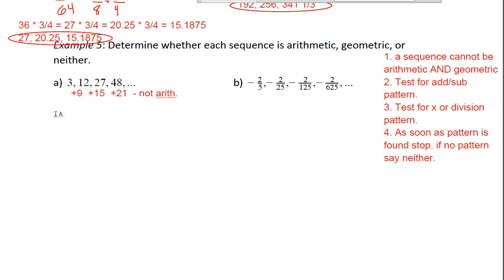Delete. Okay, so if I do 12 over 3, that is clearly 4. Then if I do 27 over 12, that reduces by a factor of 3, so it's 9 over 4. And 48 over 27 reduces by a factor of 3, which is 16 over 9. So these do not match. So not geometric. So we say neither.